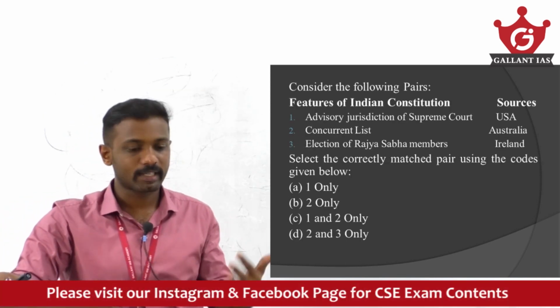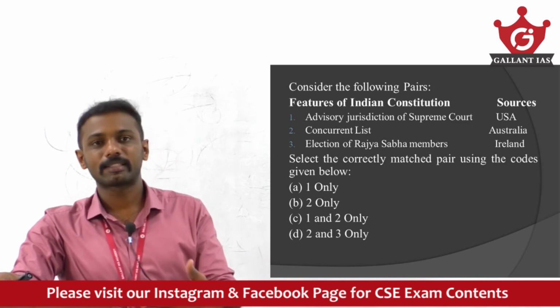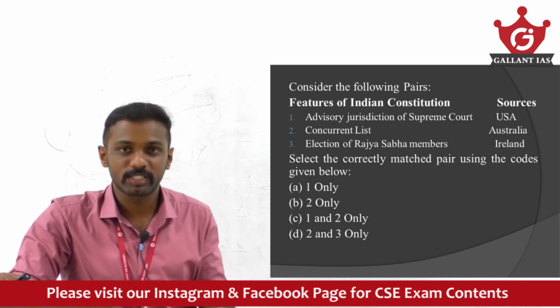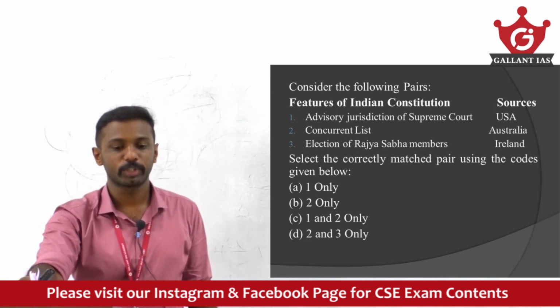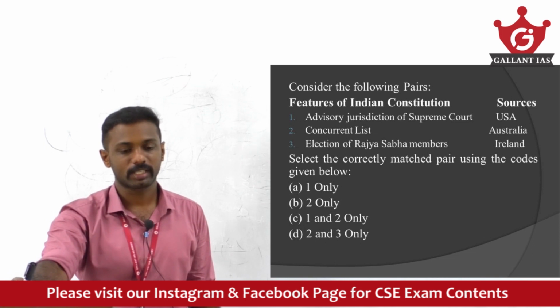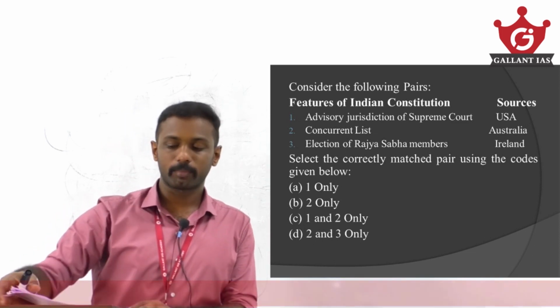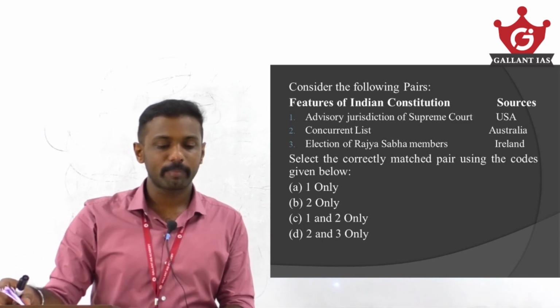On the left hand side there are certain provisions, and on the right hand side the source from which we borrow that particular provision is given, and we have to match the correctly matched pair. Advisory jurisdiction of Supreme Court: USA. Concurrent list: Australia. Election of Rajya Sabha members: Ireland. Select the correctly matched pairs.